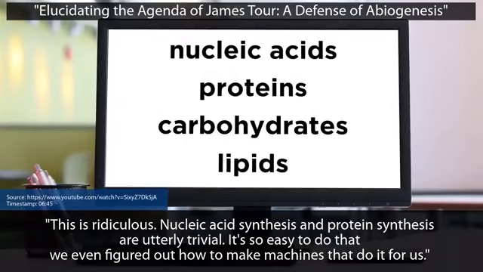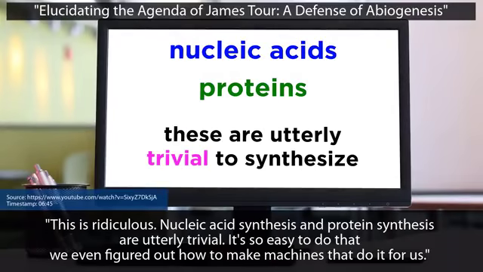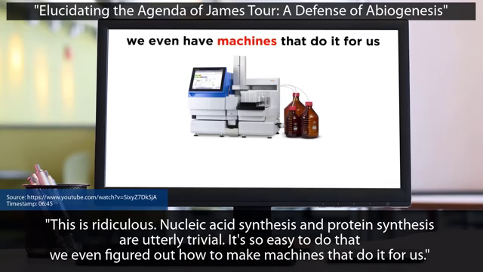It was said, so this is an abbreviated example of Jim's favorite talking point. And so again, you know, this tendency. Yeah, these things don't just polymerize again. We even have machines that can do this. So here's the summary. Jim is constantly talking about how we don't know how to make the 4 classes of biomolecules, which are nucleic acids, proteins, carbohydrates, and lipids. This is ridiculous. Nucleic acid synthesis and protein synthesis are utterly trivial. It's so easy to do that we even figured out how to make machines that do it for us. Yeah, this is really simple.